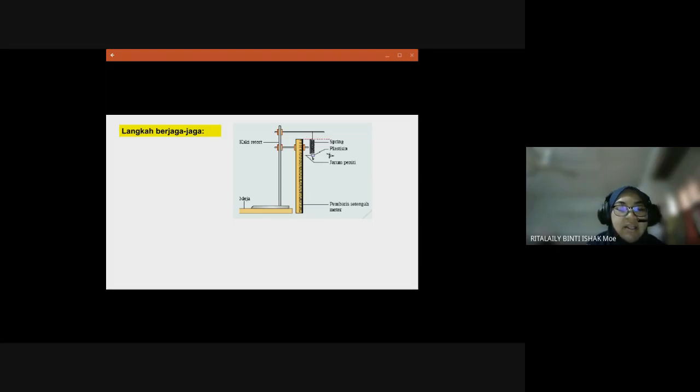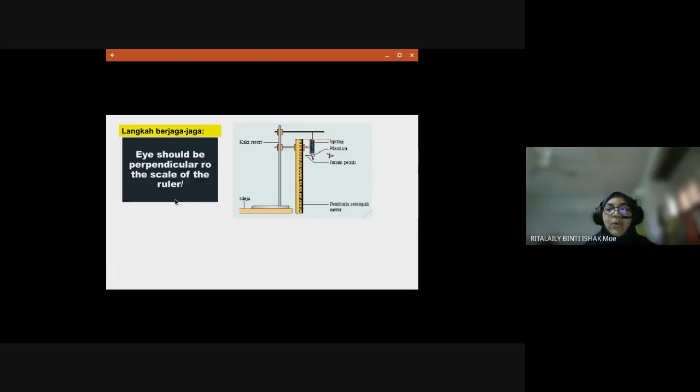Okay, so Jasmine said the eye must be perpendicular to the reading of the meter rule to avoid parallax error. So that is what we call a universal precaution step. For all experiments, we can use this. It's just that you need to change the apparatus. In here, the apparatus used is a ruler, so you need to write ruler.